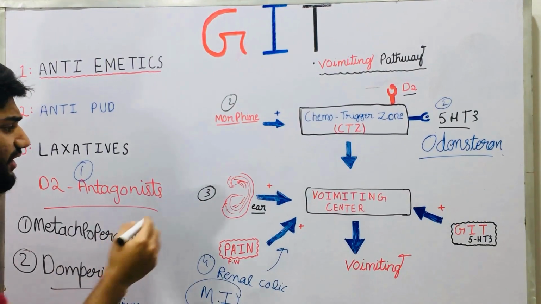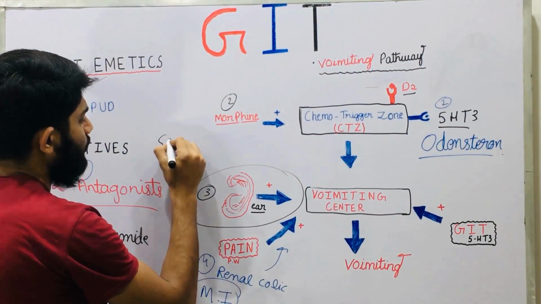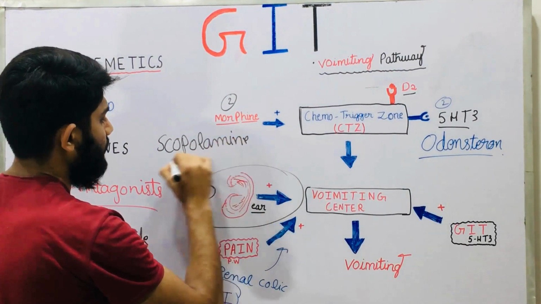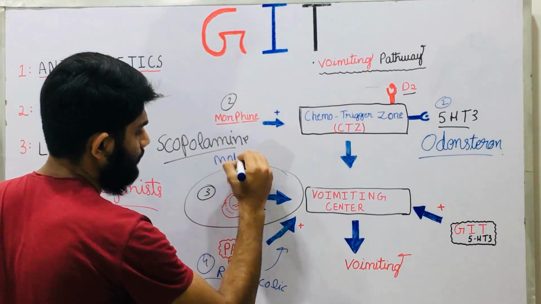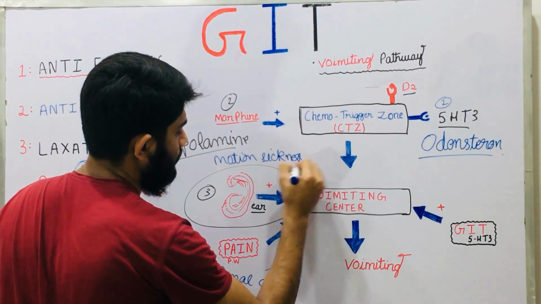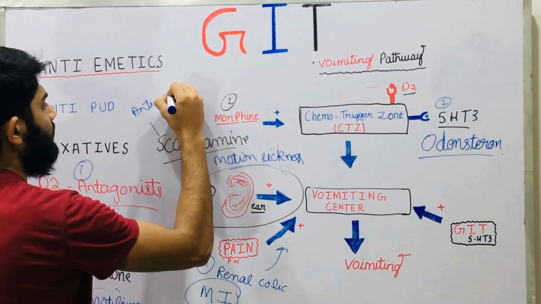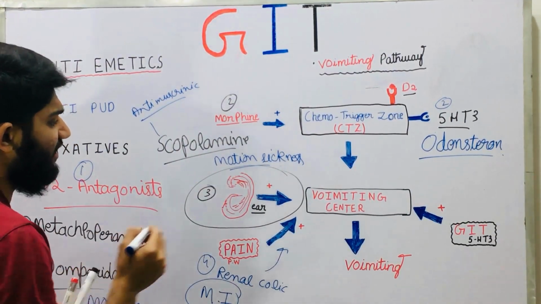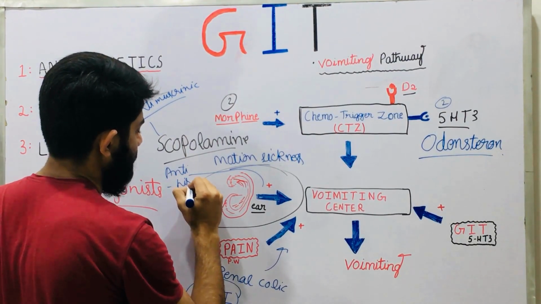Number three is this pathway. The drug that blocks this pathway is known as scopolamine, used for motion sickness. This is an anti-muscarinic drug. We can also block this pathway by giving any antihistaminic drug.